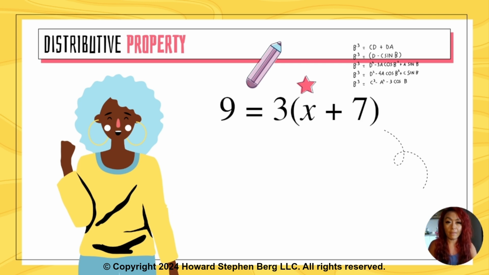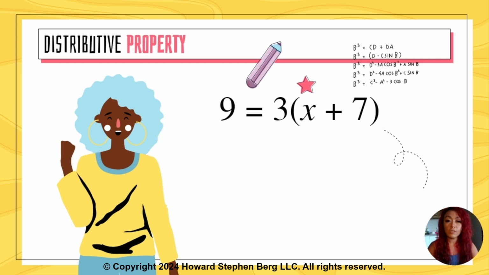If you say it like that, then I understand that the sum of x and 7 is in parentheses. If you don't specify that it's 3 times the sum of x and 7, I might not understand what you mean. I might think you mean 3x plus 7. So again, we read this as 9 equals 3 times the sum of x and 7.